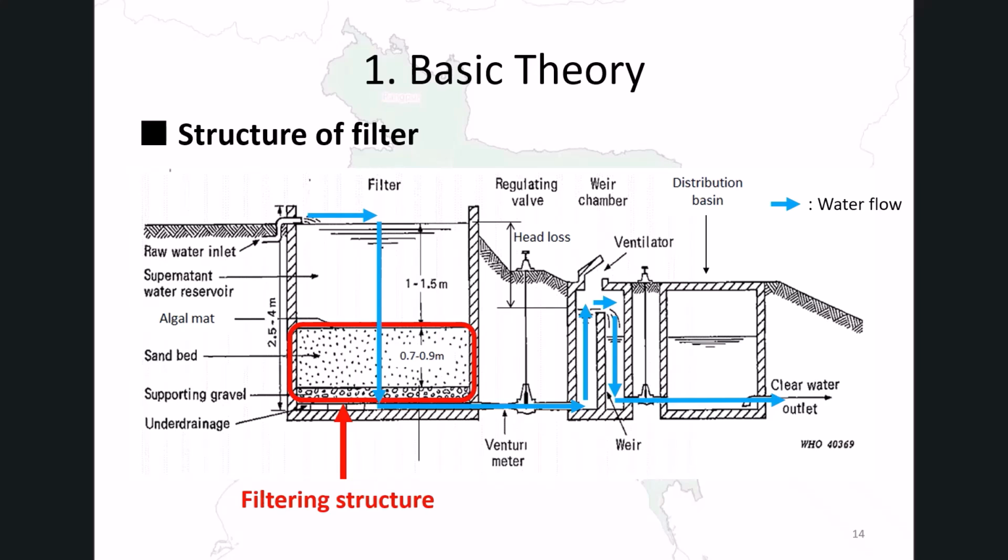Under the sand, supporting gravel layers stabilize the sand and help water pass evenly downward. At the bottom, the underdrain system collects filtered water and ensures smooth flow without losing sand. After filtration, water goes to the weir chamber and distribution basin. The difference in height between the water level at the filtration basin and the weir top is called head loss.